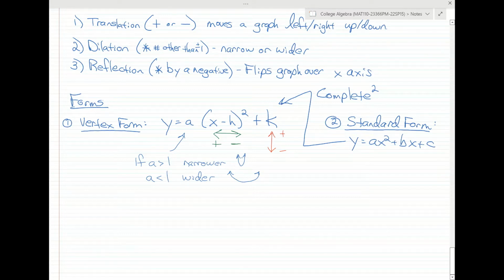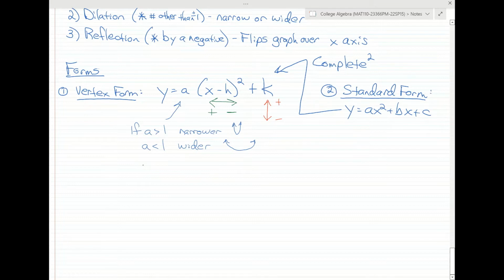Make it narrow. And then the last thing that could happen is if a is negative, if a is less than 0, it reflects over the x-axis, meaning it's just going upside down. That out of the way. Also, if a is positive, it opens up. If a is negative, it opens down.